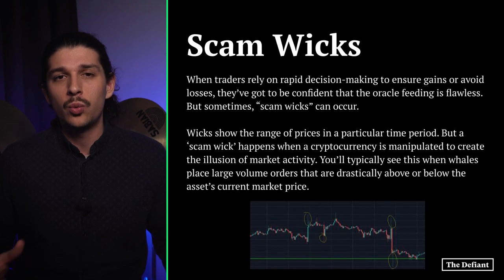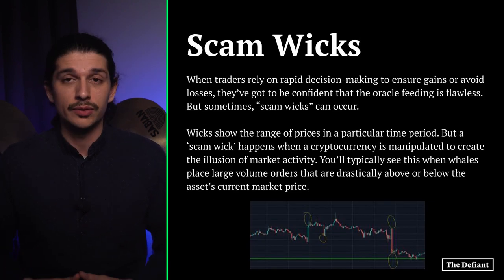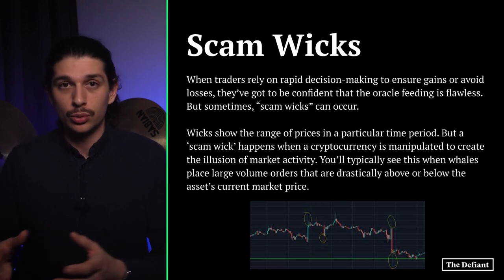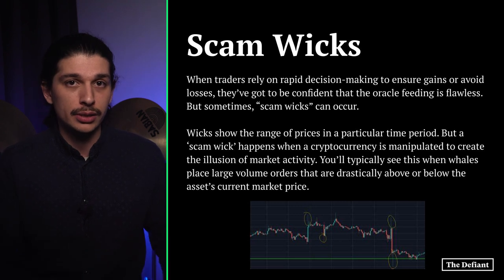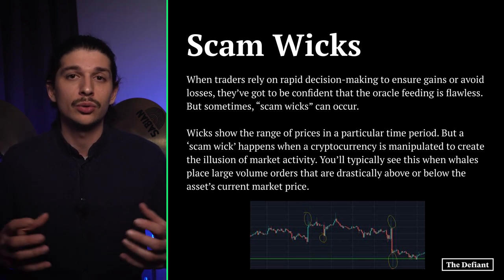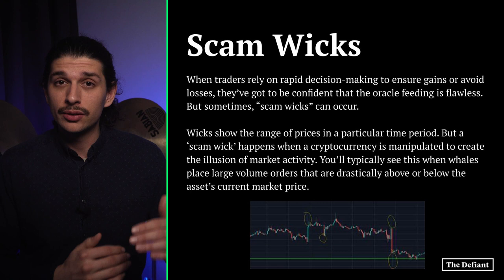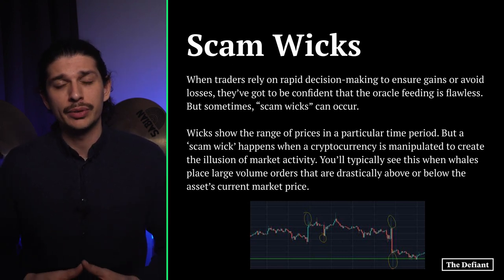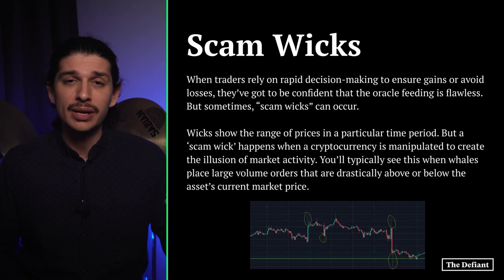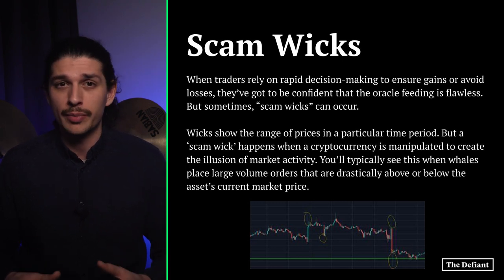And you might be wondering, why is price accuracy important? Well, when traders rely on rapid decision-making to ensure gains or to avoid losses, they've got to be confident that the oracle feeding is flawless. But sometimes, we get what's called a scam wick. Now, wicks are there to show the range of price in a particular time period. But a scam wick happens when a cryptocurrency's price is manipulated to create the illusion of market activity.